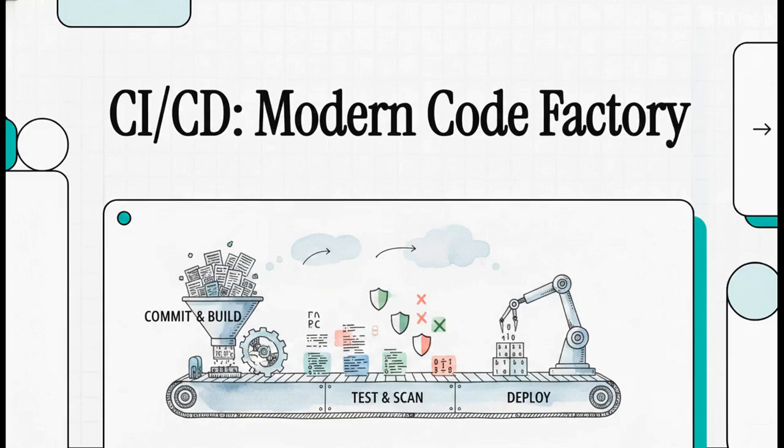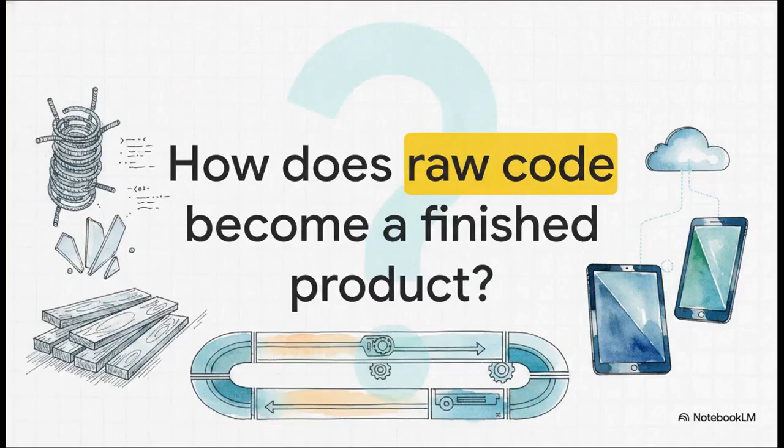Welcome to This Explainer. Today, we're taking a bit of a factory tour. But we aren't looking at cars or electronics here. We're looking at code. We're going to demystify CI/CD pipelines, the digital assembly lines that are absolutely reshaping how modern software gets delivered. Because think about it, code is really just raw material, right?